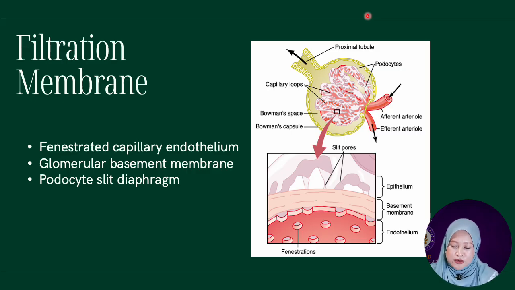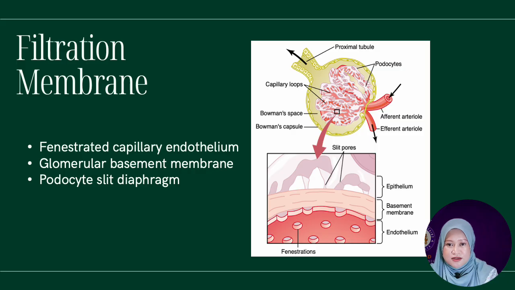The second layer is the glomerular basement membrane. This is a thick, specialized layer of extracellular matrix located between the endothelium and the podocytes. It acts as a major barrier to large molecules, especially plasma proteins. The third layer is the podocyte slit diaphragm. Podocytes are specialized epithelial cells that wrap around the glomerular capillaries. Their foot processes interlock, so that there are only narrow gaps between them. These gaps are covered by a thin diaphragm that acts as the final filtration barrier.